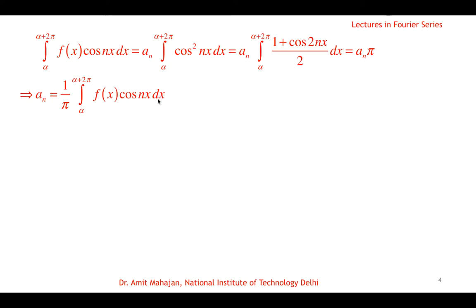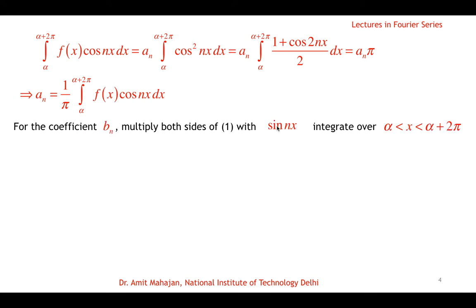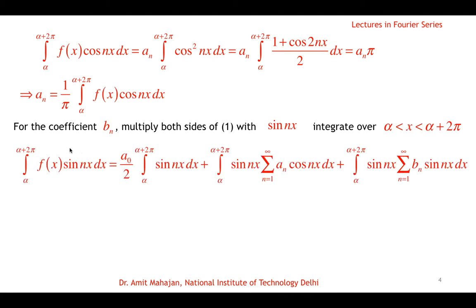Similarly, to find the third result, we multiply both sides of the equation with the sin nx function and integrate over the limits. So we multiply both sides with sin nx and integrate over this limit. In this case the first integral on the right hand side is 0, the second is 0, and the third will give a value only when it is sin nx into sin nx, because the integral of sin nx into sin mx dx when n is not equal to m over these limits is 0.